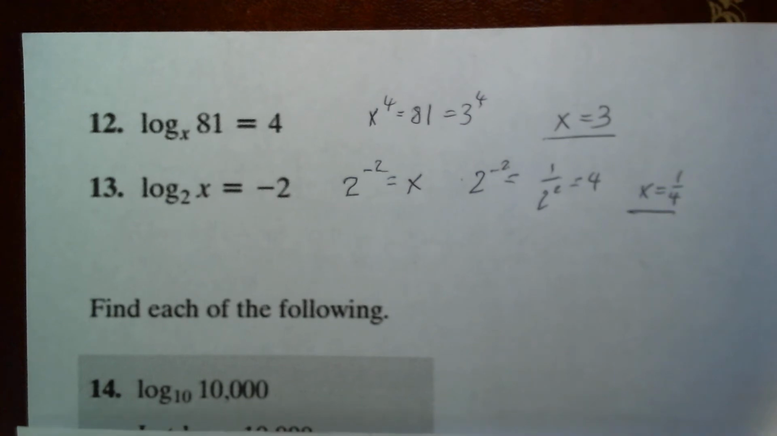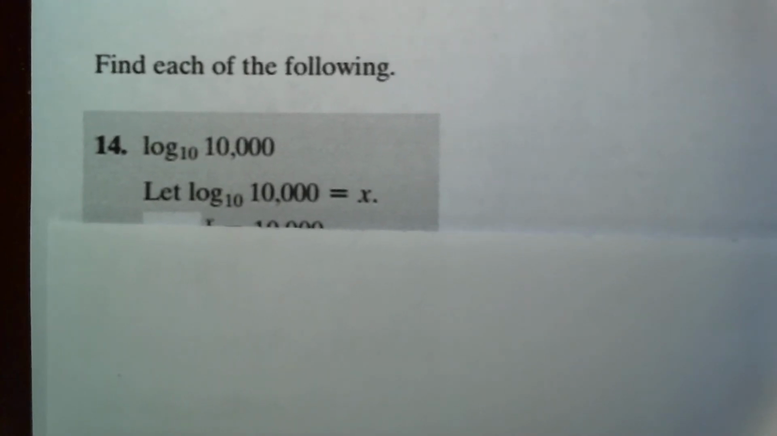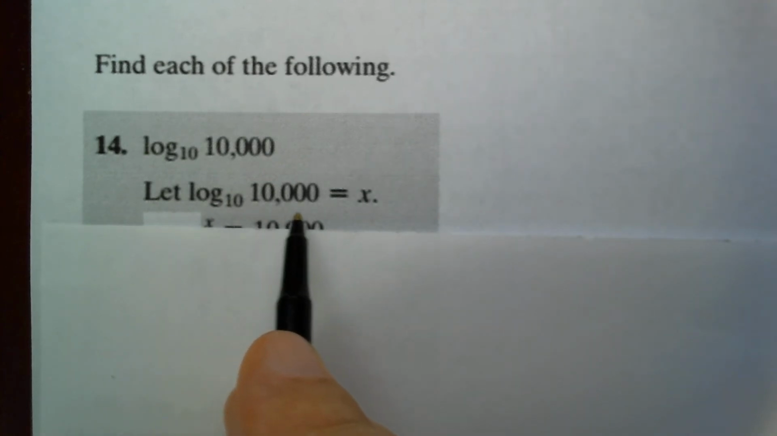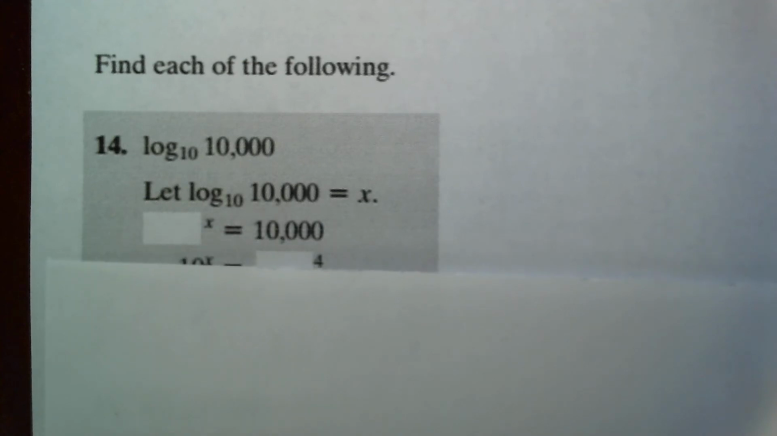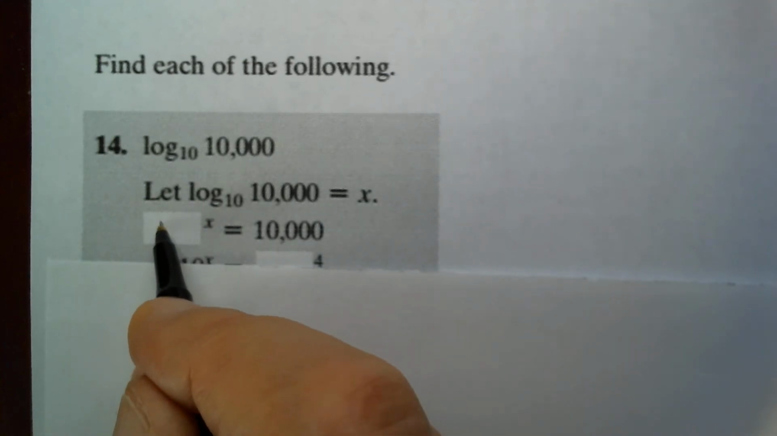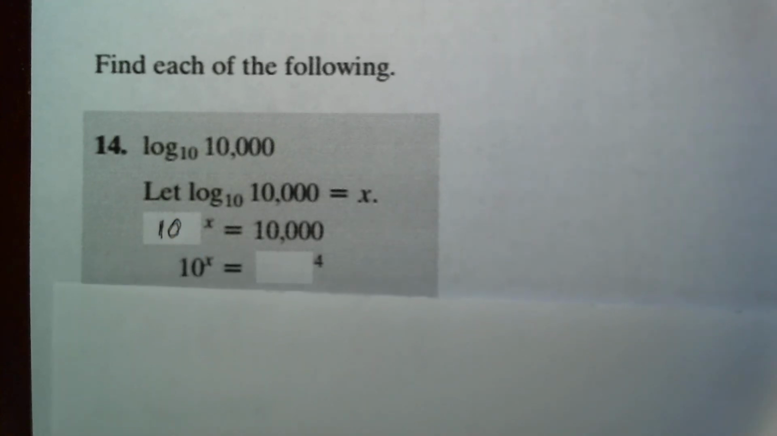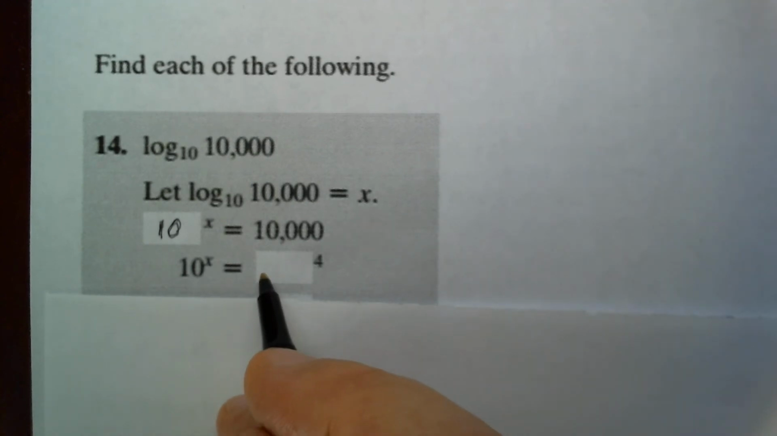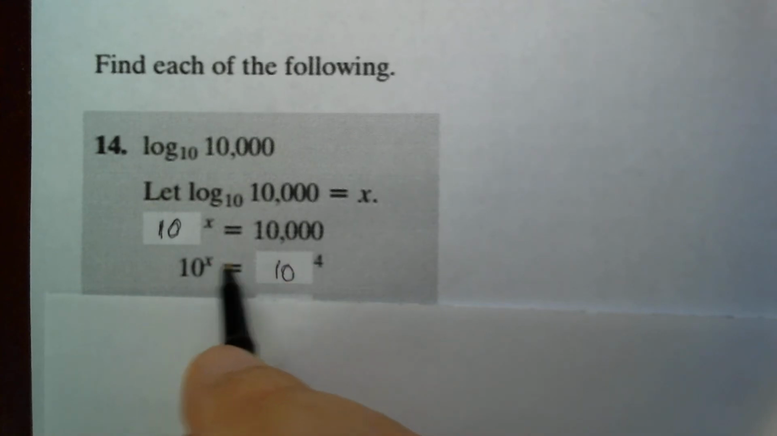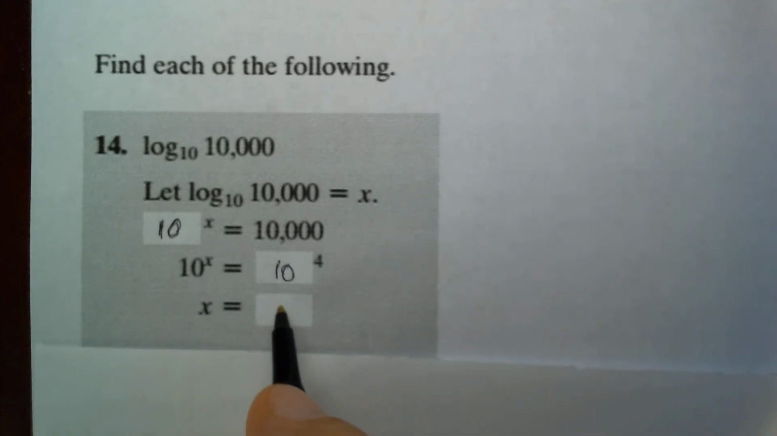So here's a guided solution. The log base 10 of 10,000. Here we set the log base 10 of 10,000 equal to x. That means 10 to the x power equals 10,000, and 10,000 can be written as 10 to the 4th power. Therefore, since the bases are the same, the exponents must be the same. Therefore, x equals 4.